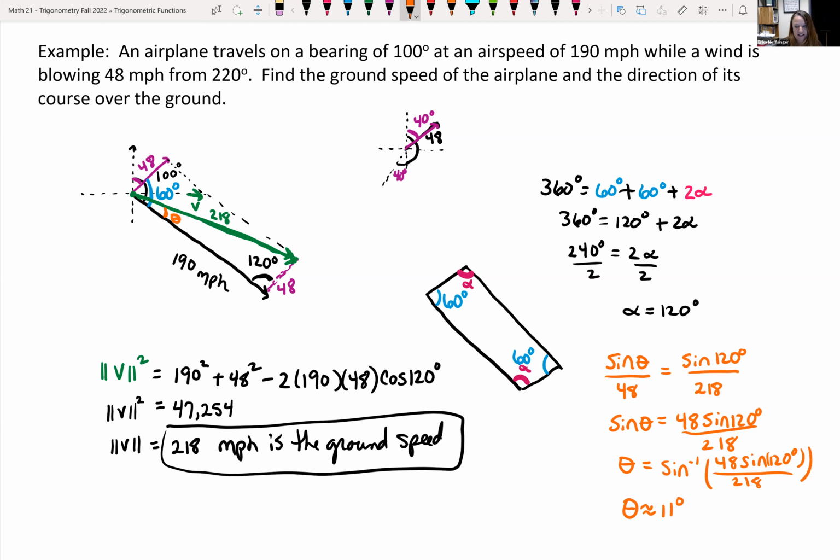So my direction, I'm going to look at that 100 degrees minus that 11 degrees. So my direction of the plane is 100 degrees minus 11 degrees, which is 89 degrees, or has a bearing of 189 degrees. So let's look at another example.